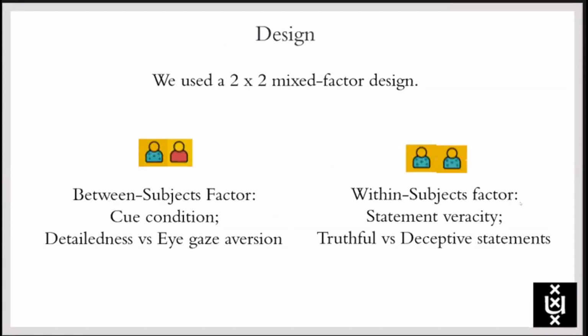And we used a 2x2 design where the cue condition, detailedness and gaze aversion group, is the between group, and the statement veracity is the within group. So judges had to judge both truthful and deceitful statements.